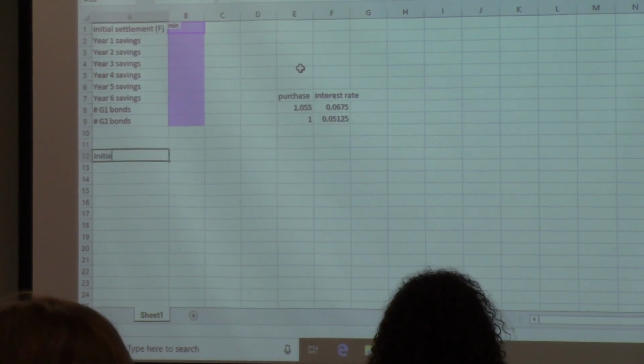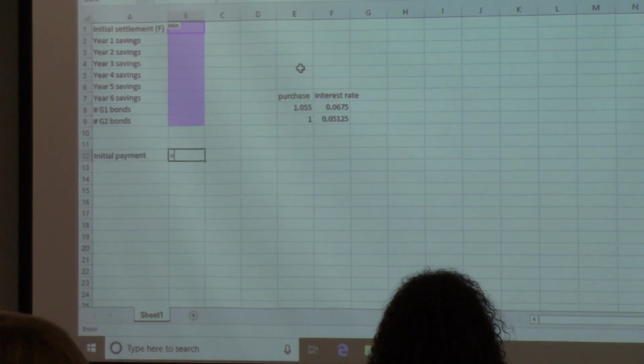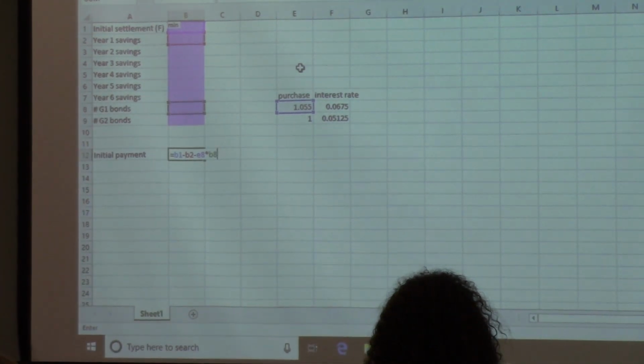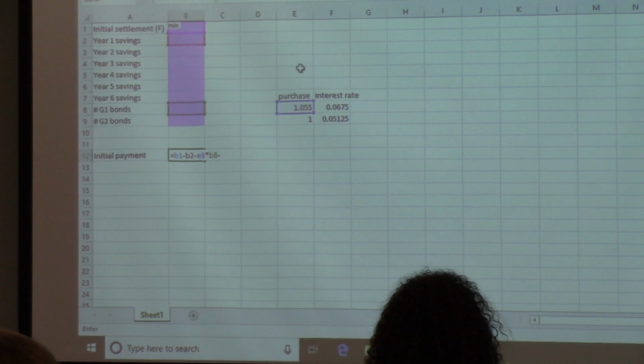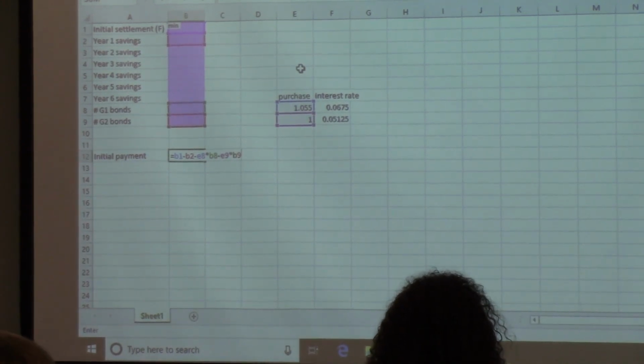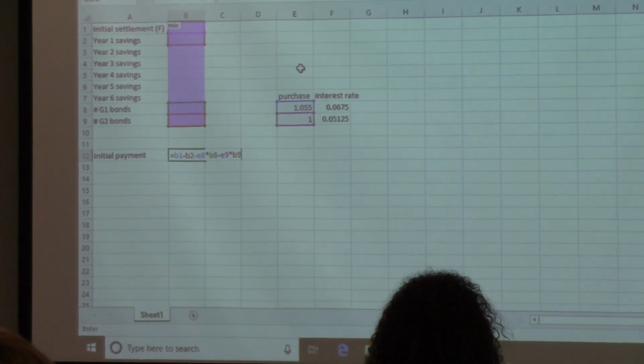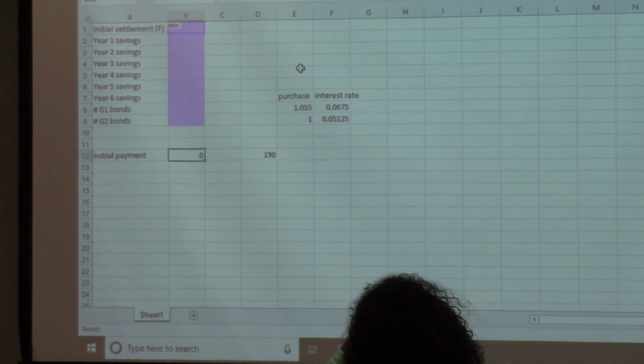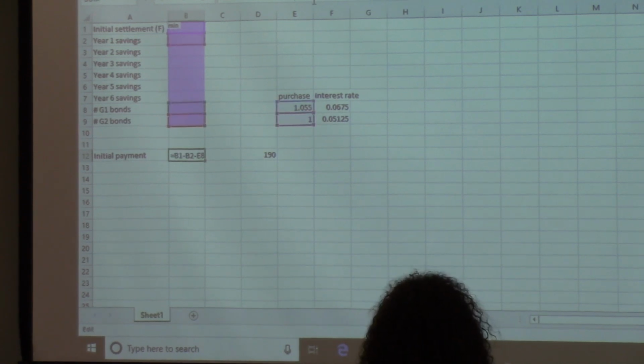So let's try this again. Initial payment is the initial settlement, B1, minus our savings, year 1 savings, B2, minus, now we can do E8 times B8, right? I can multiply these together, how much I purchased it by how many I'm buying, right there. Minus E9 times B9. So that's my purchase of the 2 government bonds right there. And then that should be equal to $190,000. I'll highlight that real quick. Does everyone see that?